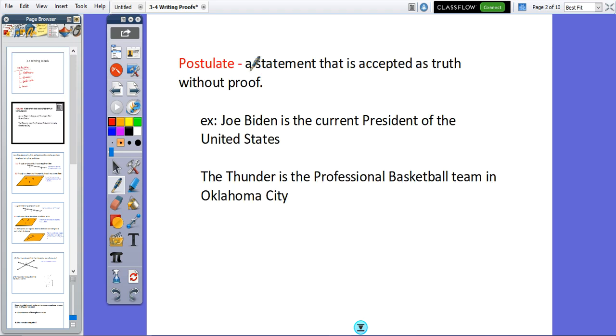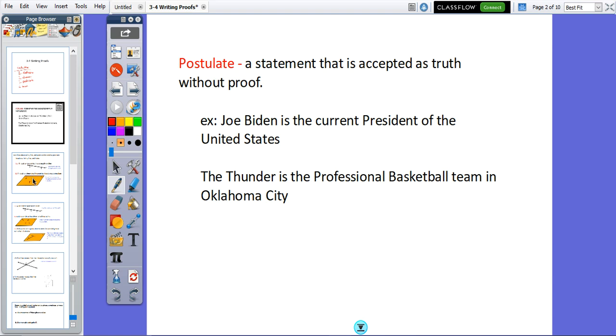So postulates, again, are statements that we accept as true without any proof. So, for example, the current president of the United States, we know who he is. We don't need to be at the White House to know who he is or see him every day. The professional basketball team in Oklahoma City, we take that as true without having any proof. We don't go to Oklahoma City and see. I mean, I go quite a bit, but other people don't. But I've never been to Toronto to see the Raptors, but I know that they're there. So we take it as true without any kind of proof.